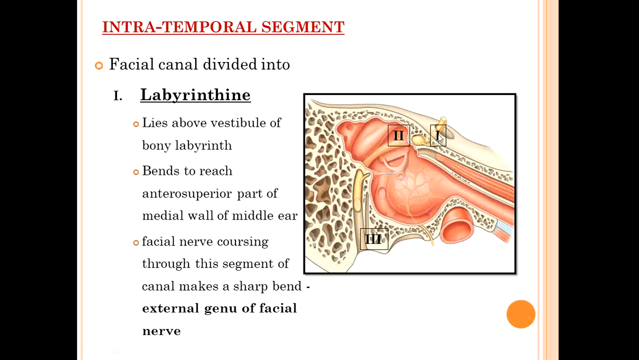Now this facial canal, you can see from here to here, is divided into three segments. The first one is the labyrinthine segment, which is lying above the vestibule of the bony labyrinth. It is bending here to the anterior superior part of the medial wall of the middle ear. The facial nerve coursing through this segment of the canal, and here it is taking a sharp turn, and this is known as the external genu. Can you see? It is coming like this and taking a sharp turn like this. Okay, so that is the labyrinthine segment, segment number 1.